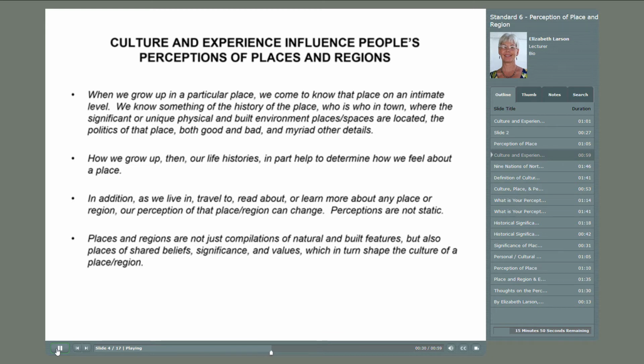In addition, as we live in, travel to, read about, or learn more about any place or region, our perception of that place or region can change. It deepens, it broadens. Perceptions are not static. Places and regions are not just compilations of natural and built features, but also places of shared beliefs, significance, and values, which in turn shape the culture of a place or a region.